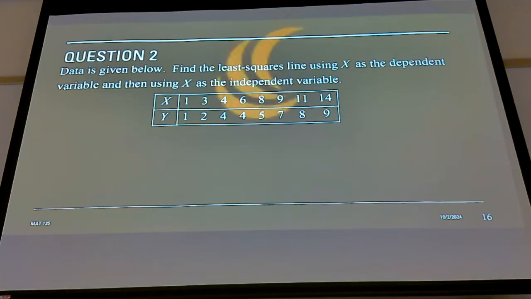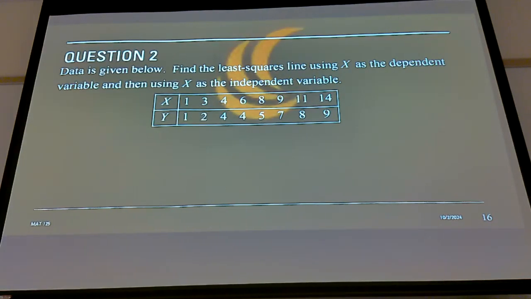Which way did I do first? I did the independent first. Maybe I should have done the dependent first. Okay.